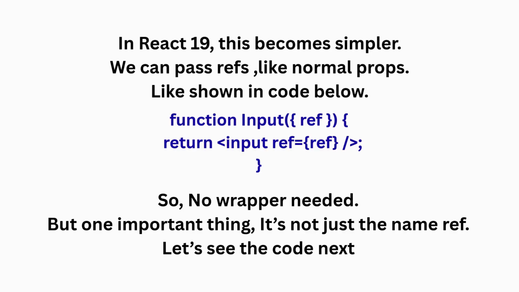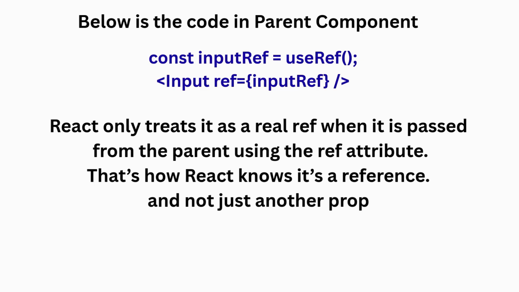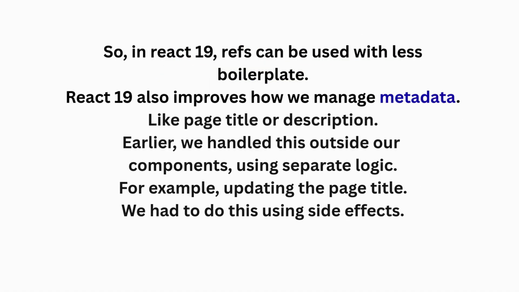But one important thing, it's not just the name ref. Let's see the code next. Below is the code in parent component. React only treats it as a real ref when it is passed from the parent using the ref attribute. That's how React knows it's a reference and not just another prop. So, in React 19, refs can be used with less boilerplate.